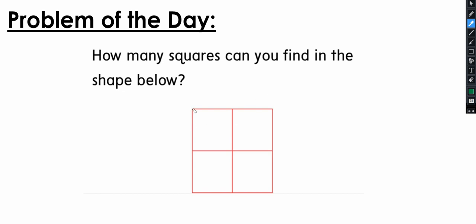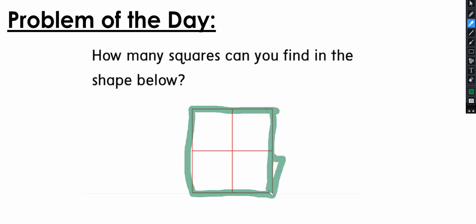All right, let's see. I see one big one, a big square. Here is one, which is a big one. Then I see another one here, small, that is the second one. I see another one, third one, 4 and 5 squares. So there are 5 squares in this shape.